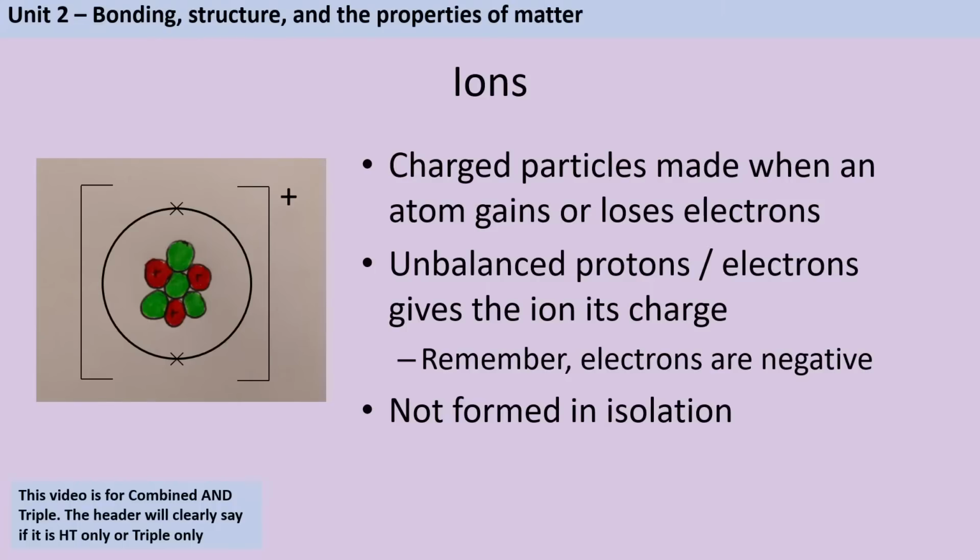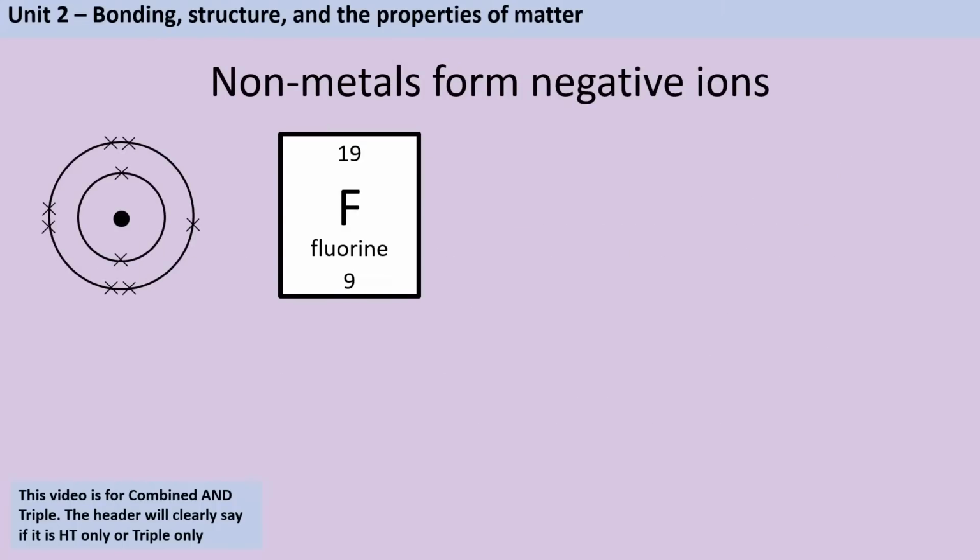And this is where we're going to need our nonmetals. So the nonmetals are on the opposite side of the periodic table, so it probably won't surprise you to hear that they make ions in the opposite way. They gain electrons rather than losing them.